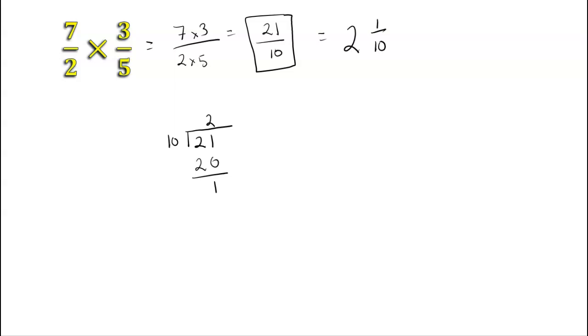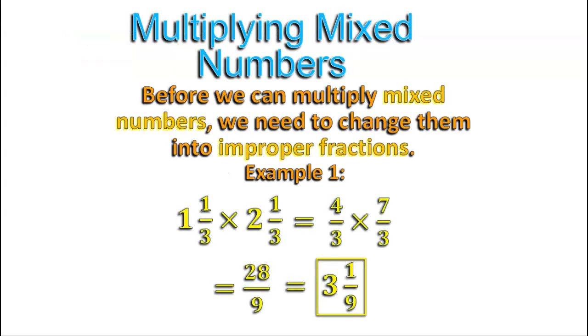Okay, so these are just regular old fractions that we're multiplying. We can also multiply mixed numbers. So again, let's just recall how to multiply our mixed numbers. Right, so the biggest thing to remember, so multiplying mixed numbers. Before we can multiply mixed numbers, we need to change them into improper fractions, right? So this is the most important part, right? So remember to change an improper fraction.